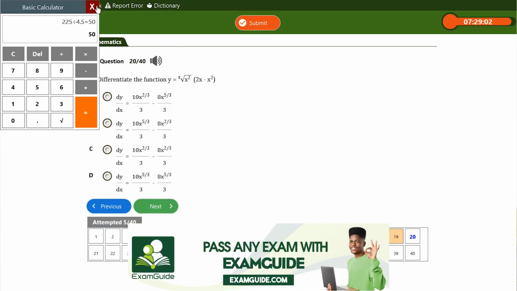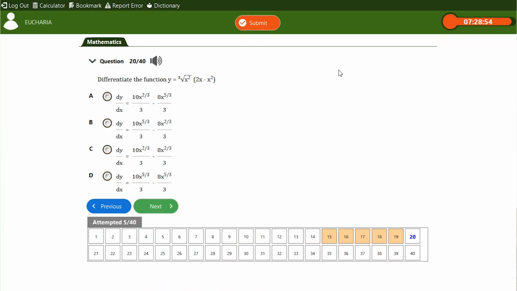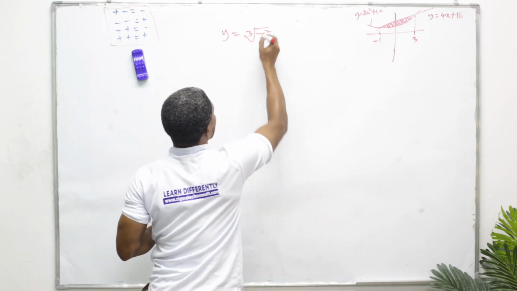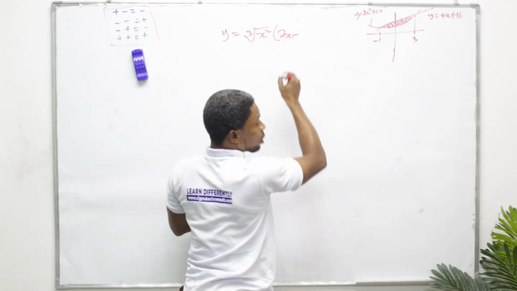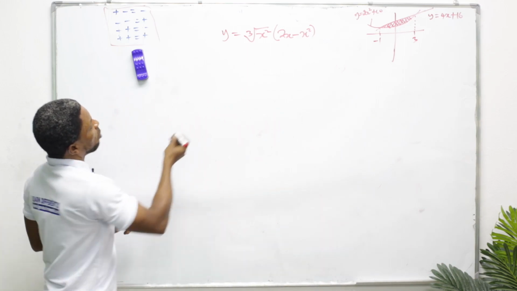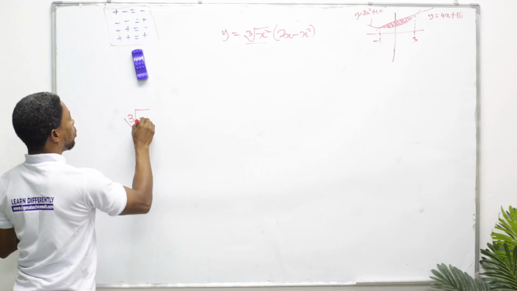We have another question. It says differentiate the function. This one is pure differentiation. But there is something they do to this question to confuse you, which I will help you with. Y is equal to the cube root of x raised to power 2 again. Similar to one of the questions we solved here. Open bracket 2x minus x squared. Now look at what you have here. I'm going to simplify this one first somewhere else and then look at it. Cube root of x squared.